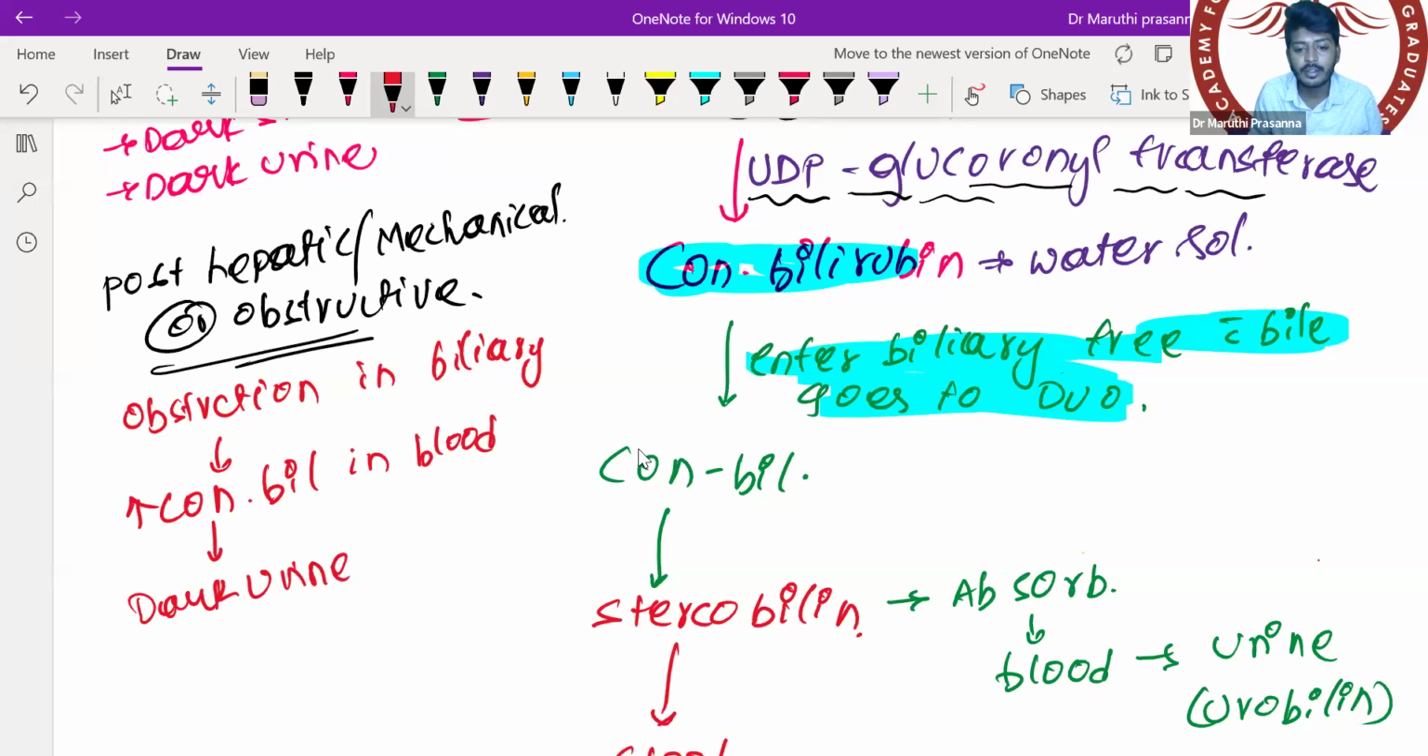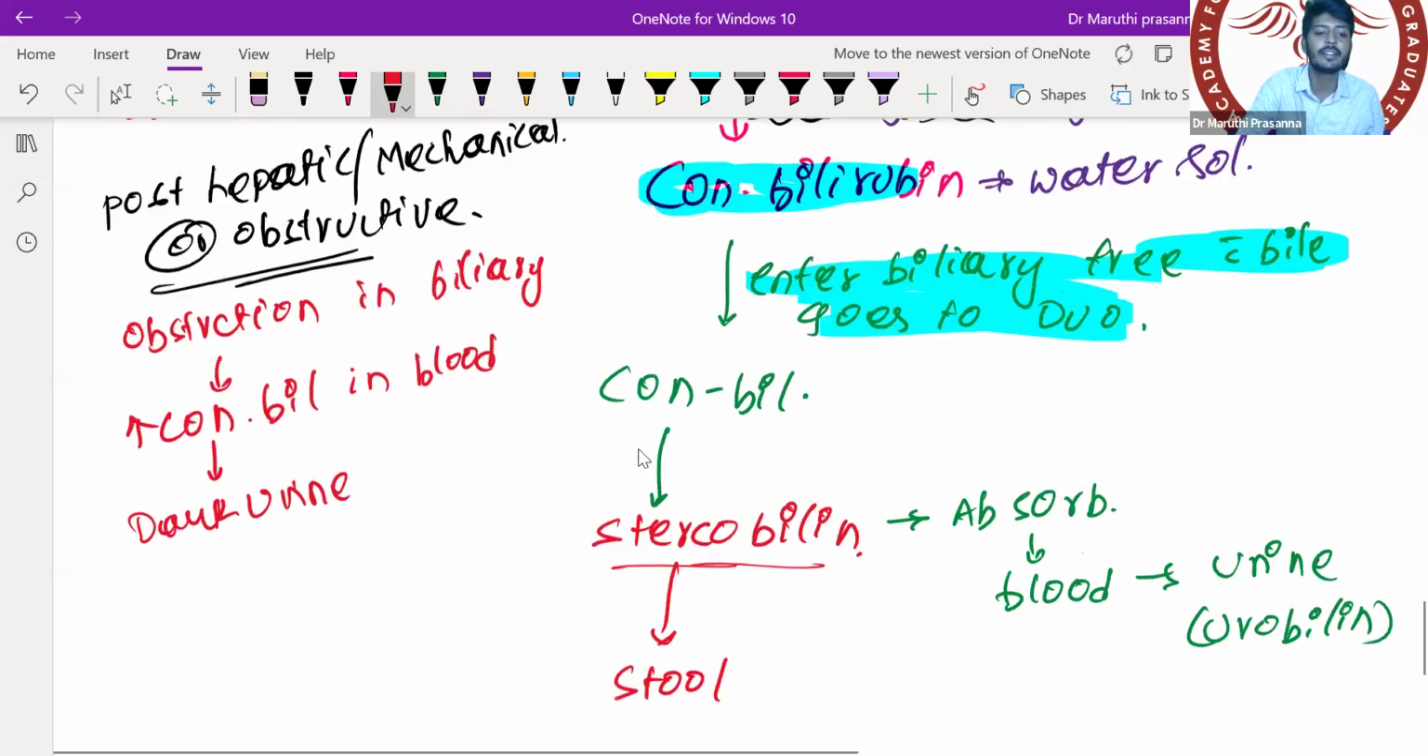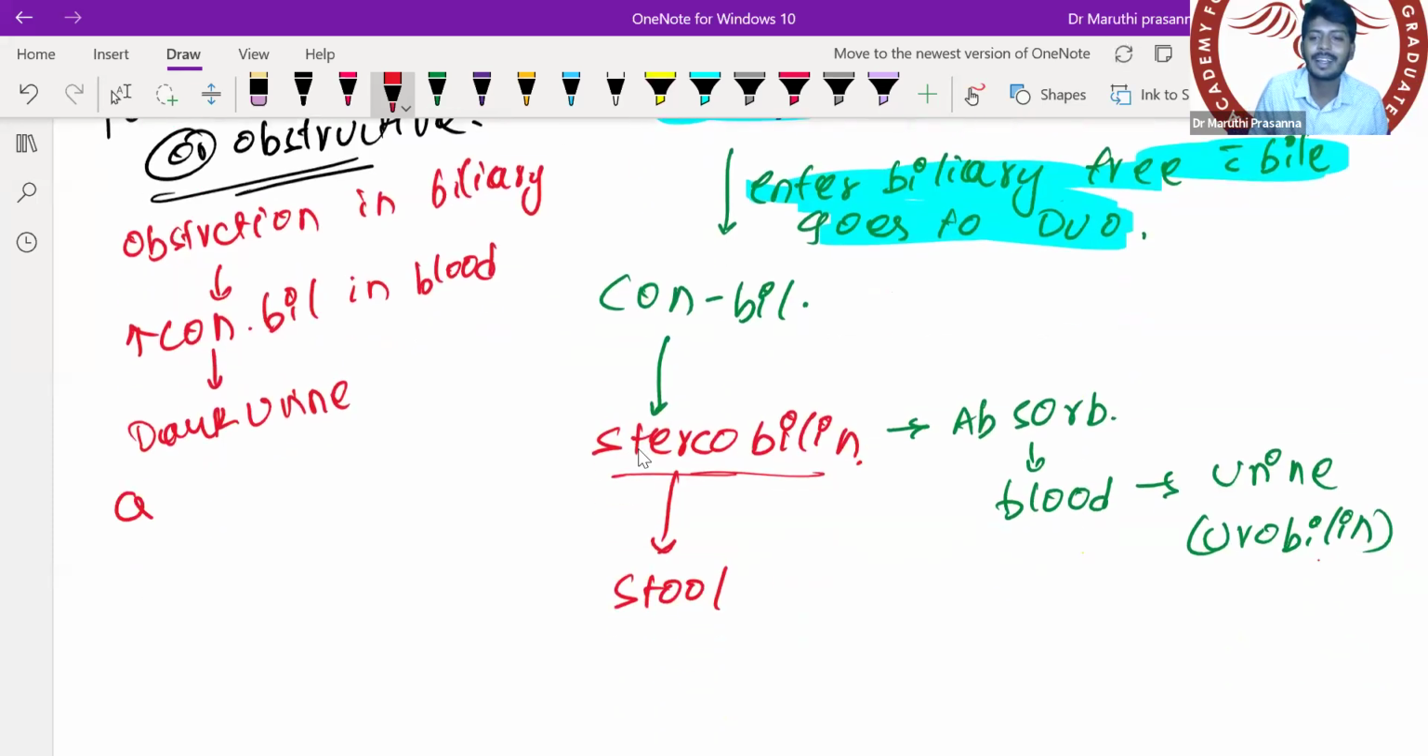But stercobilin is not there. If stercobilin is not coming into the intestine, the feces will become colorless, but we cannot say colorless feces; we need to call it acholic feces. Acholic feces will be there. So this is a pattern of obstructive, post-hepatic jaundice.